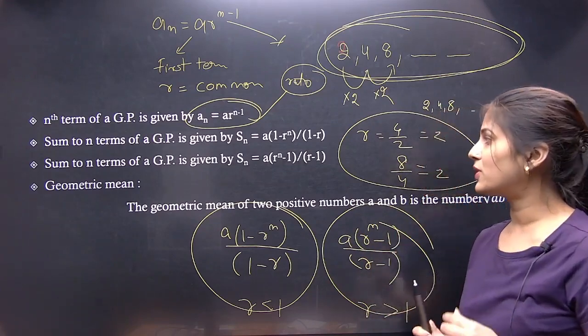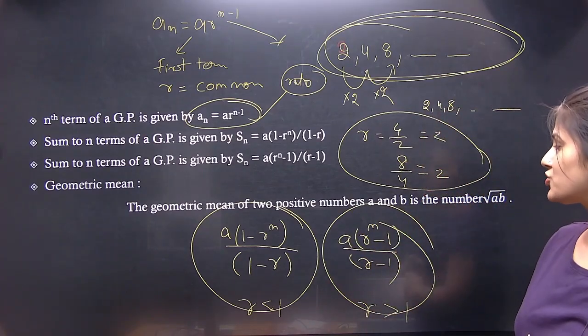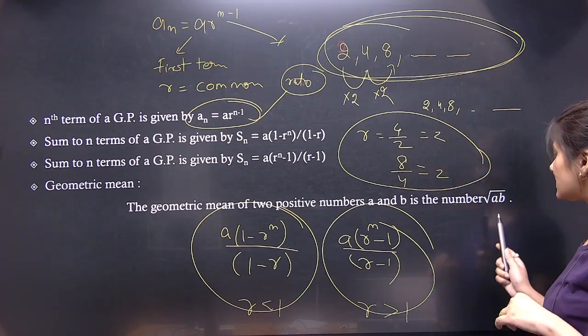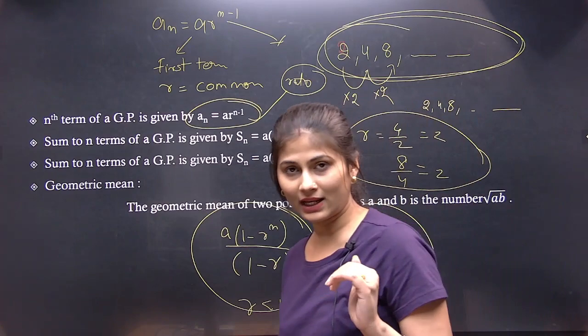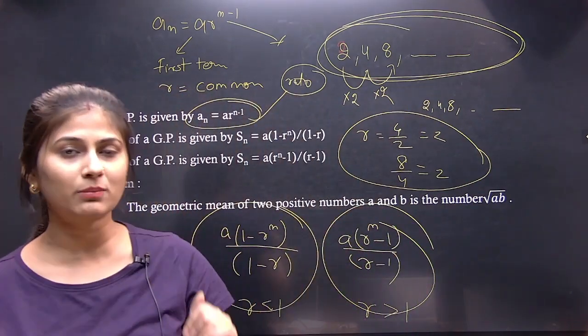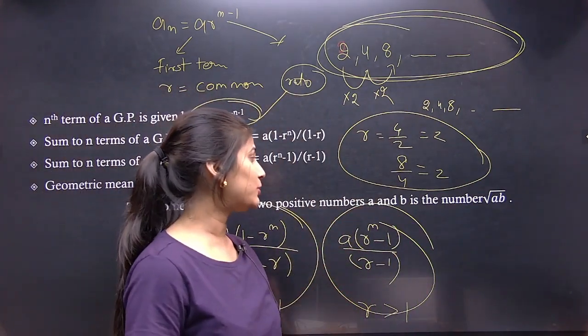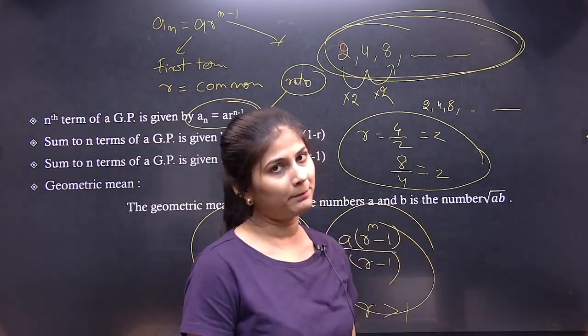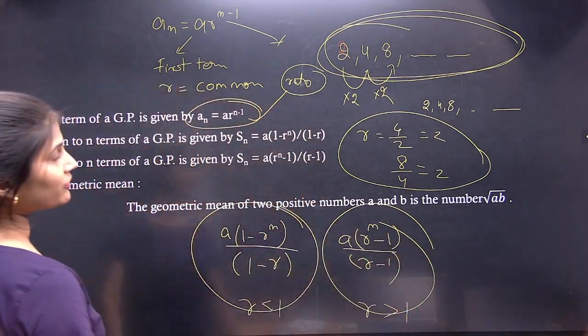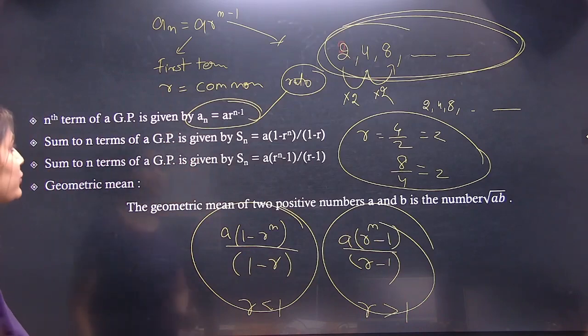Now geometric mean. What is geometric mean? The geometric mean of two positive numbers a and b is the square root of a into b. Like in AP, the arithmetic mean was (a + b) by 2, isn't it? Similarly, in GP, the geometric mean is the square root of ab. So these are some basic formulas of geometric progression which you are going to use.